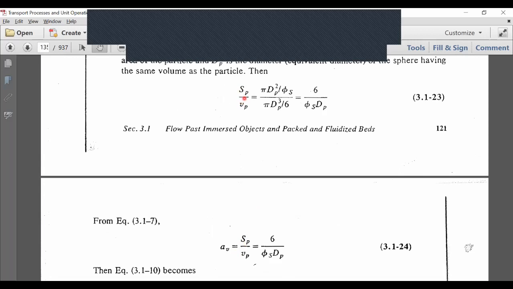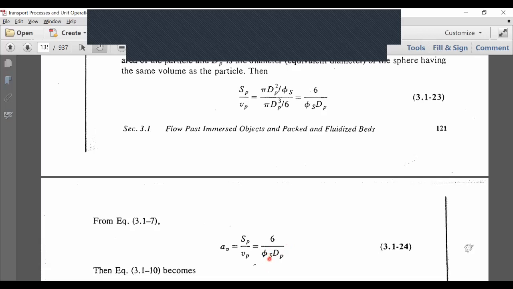SP per VP, and this AV also equals 6 over tau s times dP. So it's actually similar, right? But in equations 3.123 and 3.124, we have an additional term, tau s. Now, if it's spherical, since spherical has a tau s of 1, it becomes 6 over dP only.